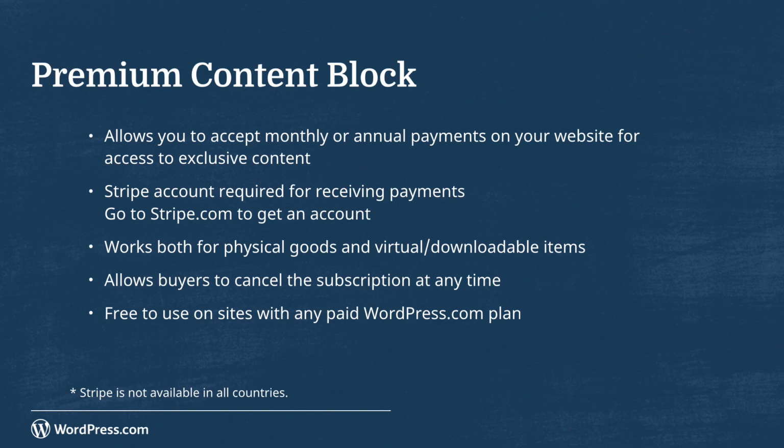A Stripe account is required for receiving payments, so you've got to go to stripe.com to get an account and to check whether Stripe is available for your country. It works both for physical goods and virtual or downloadable items. It also allows buyers to cancel the subscription at any time, and it's free to use on sites with any paid WordPress.com plan.